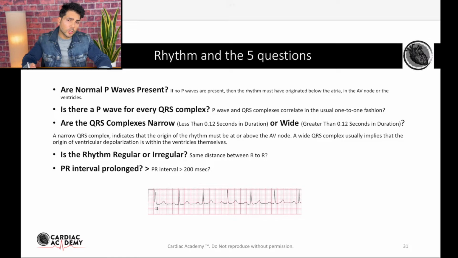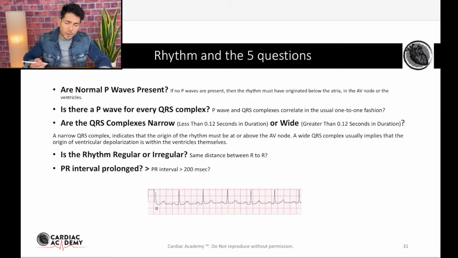After that, you check to see whether the rhythm is regular or irregular, and you do that by looking at the distance between R wave and R wave, and you want to make sure it's the same distance in each depolarization. And finally, you look at the PR interval to make sure it's not prolonged, because a prolonged PR interval could suggest there's a first degree AV block. So let's go through that.